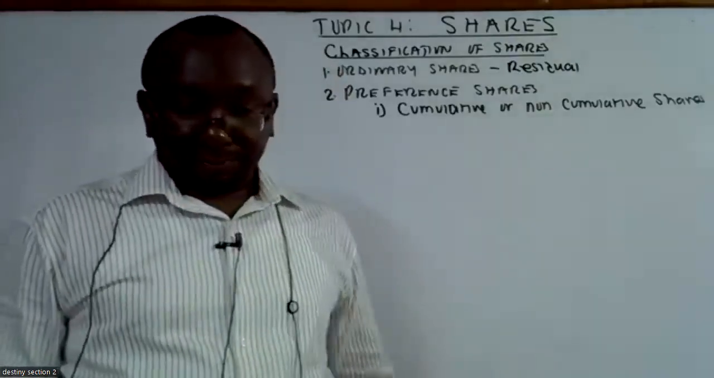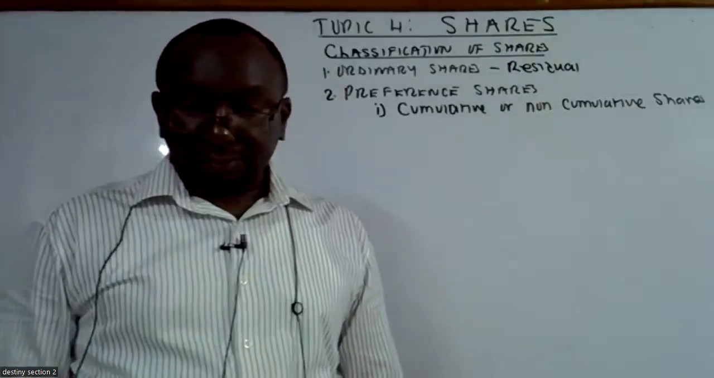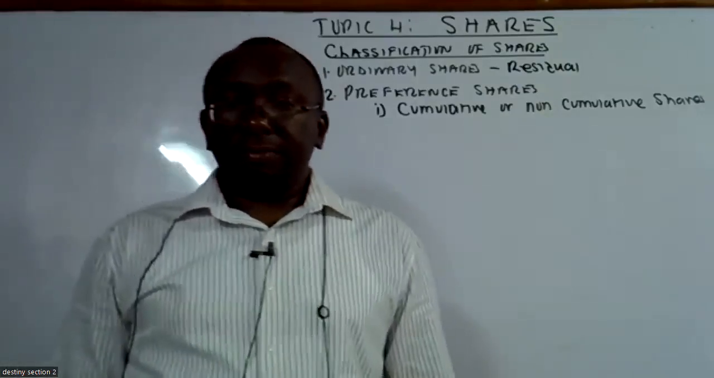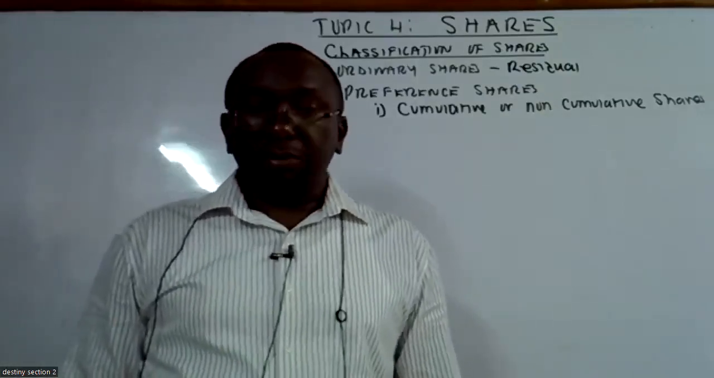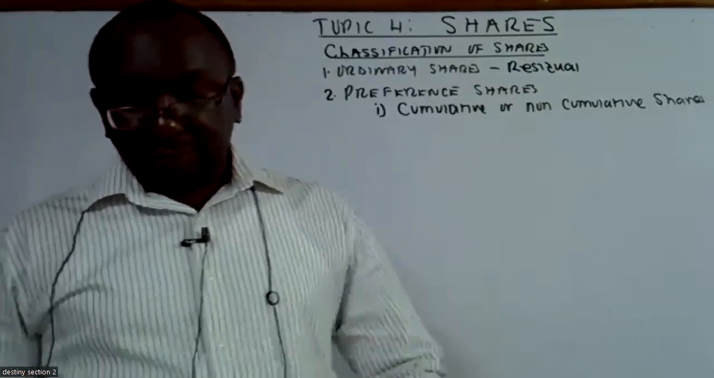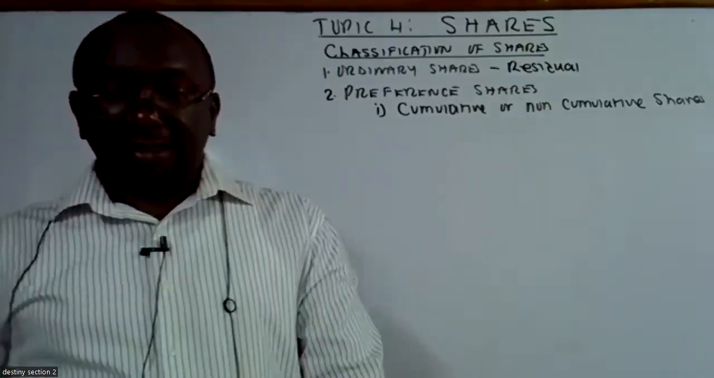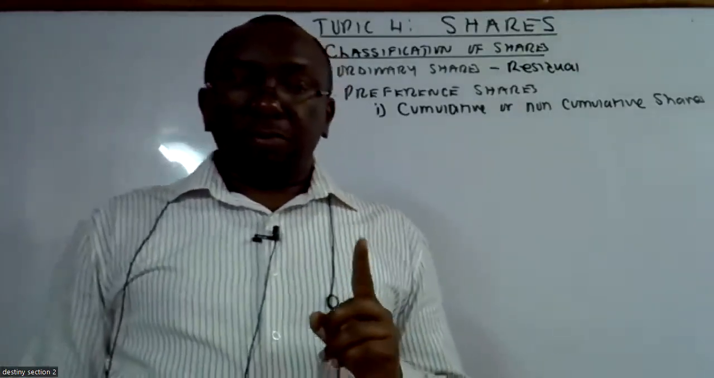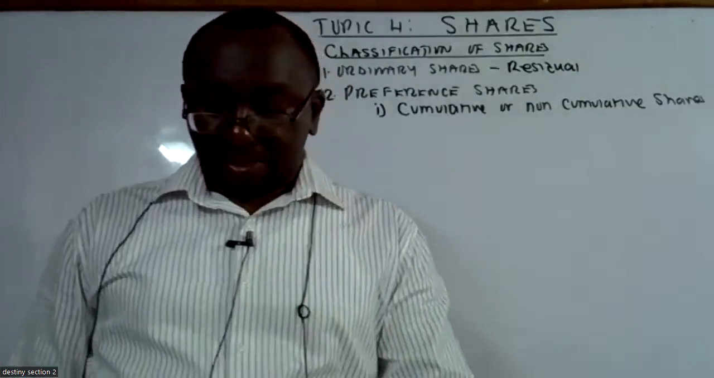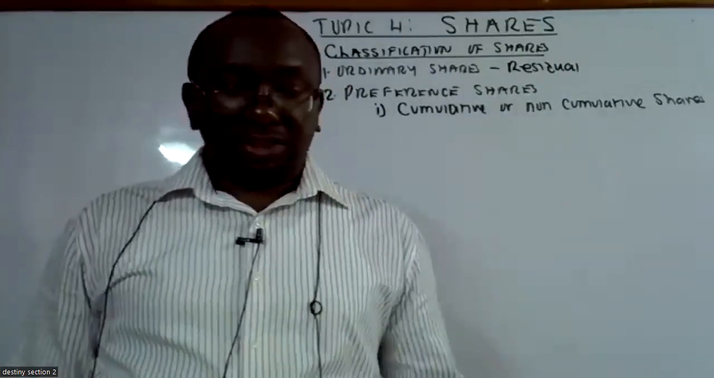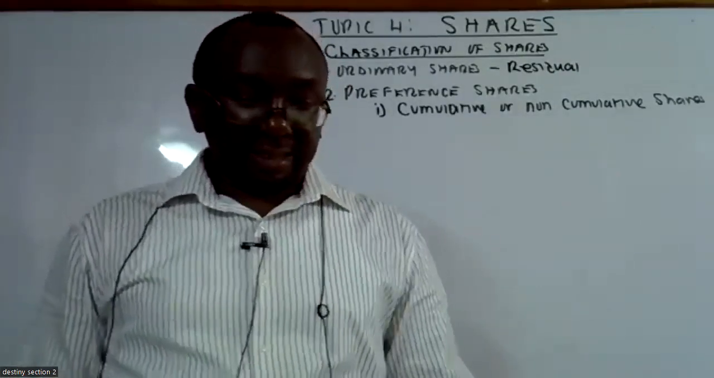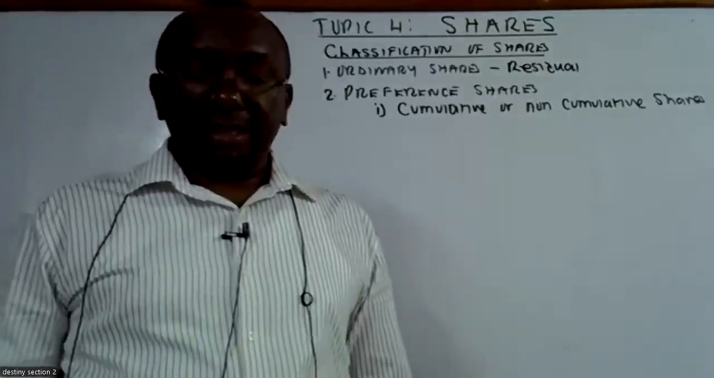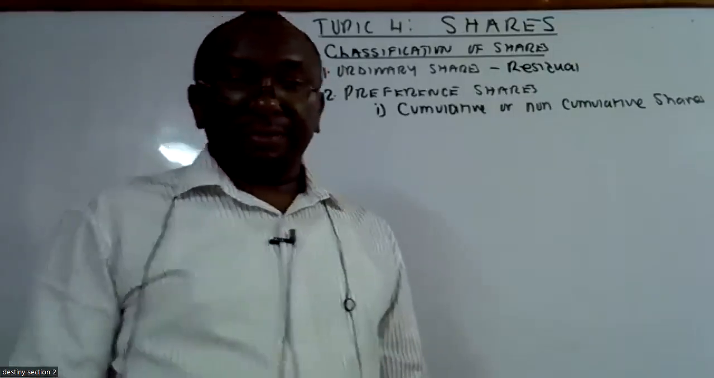Non-cumulative preference shares only get to be paid dividends for the year for which dividends have been declared.